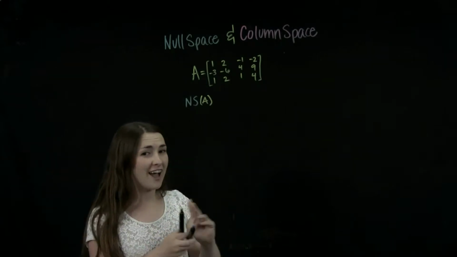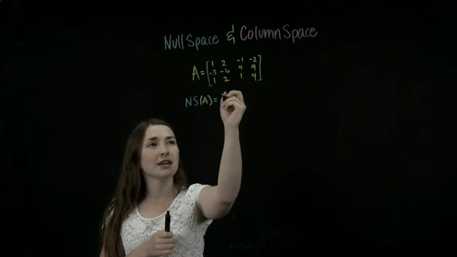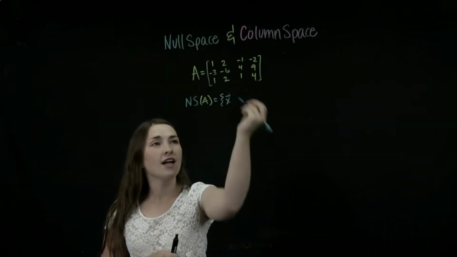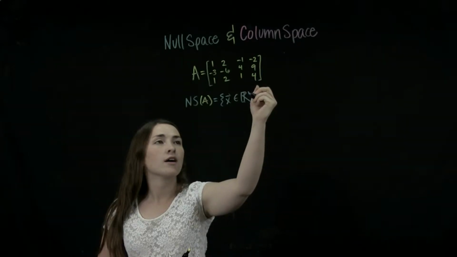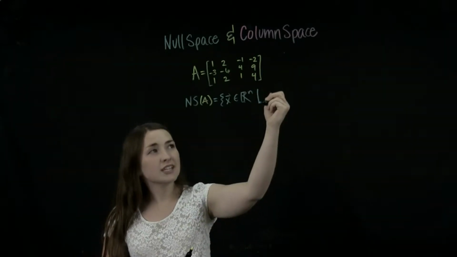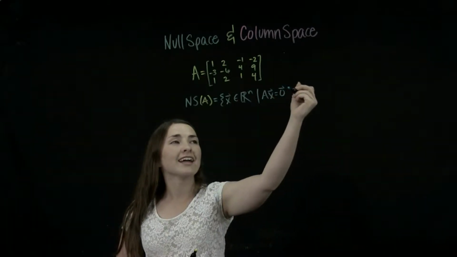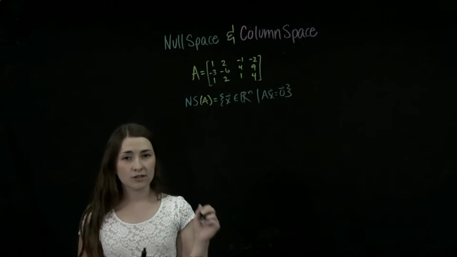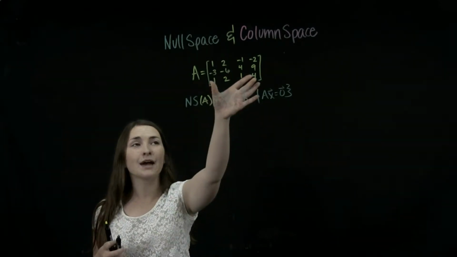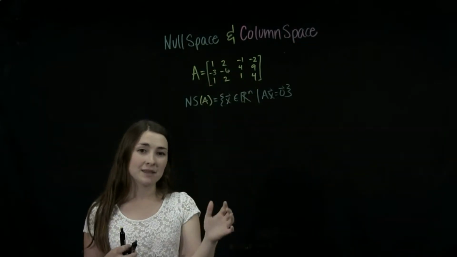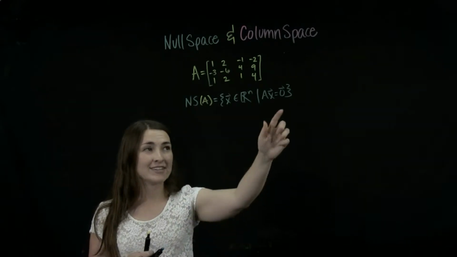So kind of like no sugar added, but I promise there's plenty of sugar in the null space. It's going to be equal to the set of all x vectors in our vector space such that this equation, A times the x vector, is equal to 0. So basically we're looking at all the times that we can take a matrix and multiply it by something that's not the 0 vector and it still gives us the 0 vector.